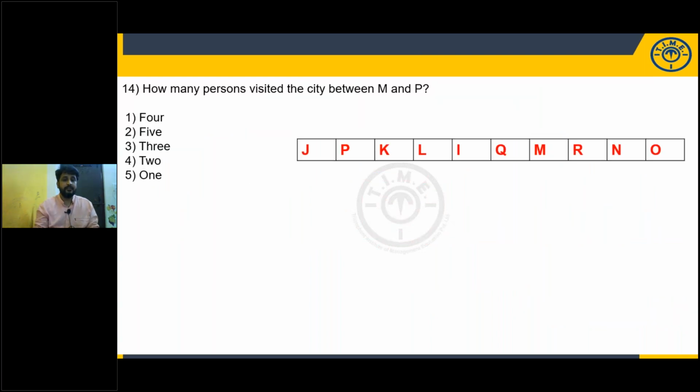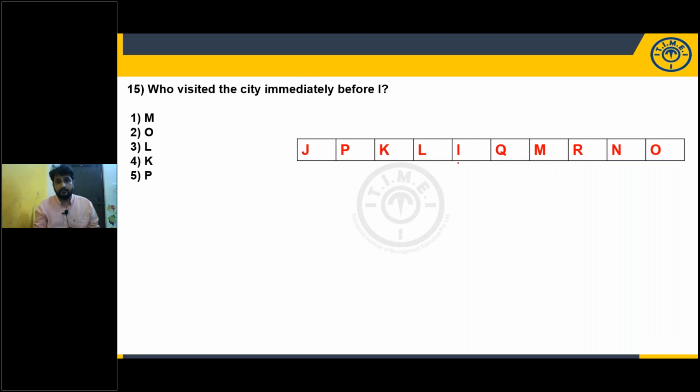Now let's answer the given questions. How many persons visited the city between M and P? M is here, P is here. Between M and P, 4. Choice 1. And this one is PO prelims level of difficulty. If it is clerical prelims, only then will they give you 7 or 8 persons. Who visited the city immediately before I? Immediately before I, L. Choice 3.